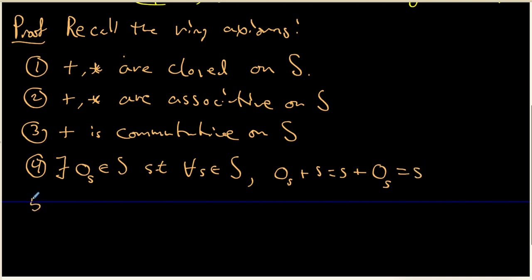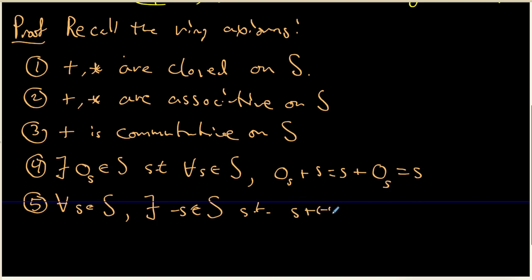And then finally, well, second to last, we need additive inverses. In other words, for every little s inside S, there exists somebody that I'm going to call minus s inside S, such that s plus minus s is equal to minus s plus s, and both of these will be the 0 inside of set S. And then the final ring axiom is that times distributes over plus.